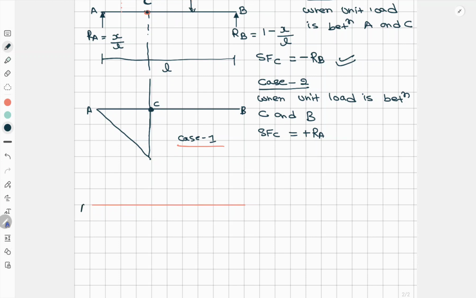Okay, so here it was A and B, and this point is C. Now for case 2, the shear force at this point is positive RA. RA is positive, it will be somewhere here. This is RB, right? So here it will be RA. So in between B and C, join like this. So this one is negative and this one is positive. This is for case 2.